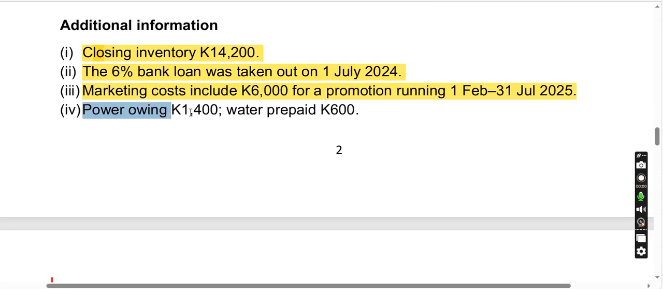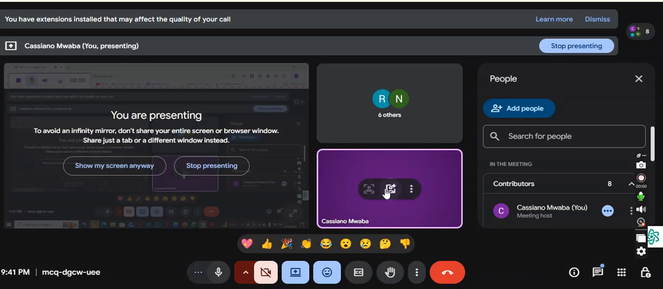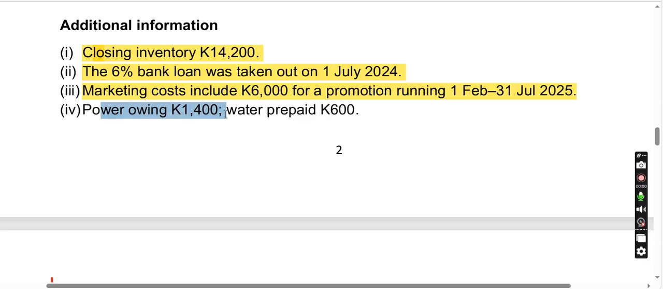Okay, so here power owing 1,400, water prepaid 600. So here power owing is an accrued expense. So colleagues, what are we going to do? We've got an accrued expense. What are we going to do there? What are we going to do with this 1,400 and what are we going to do with this 600?